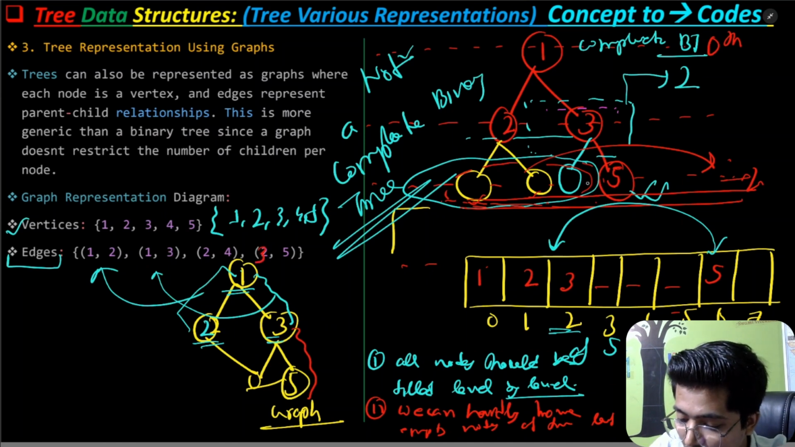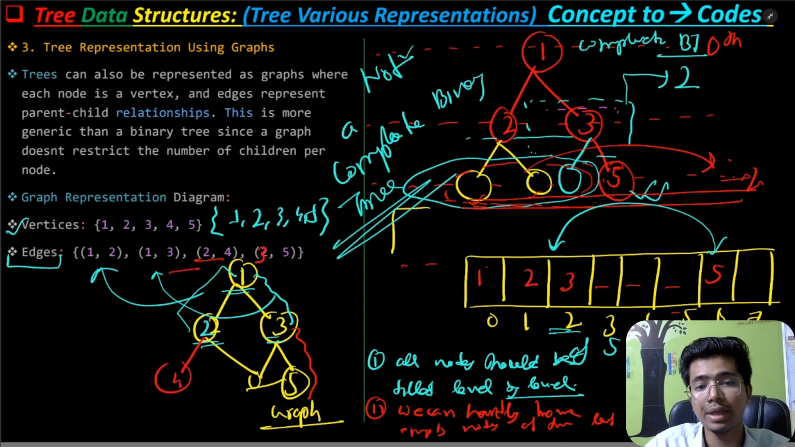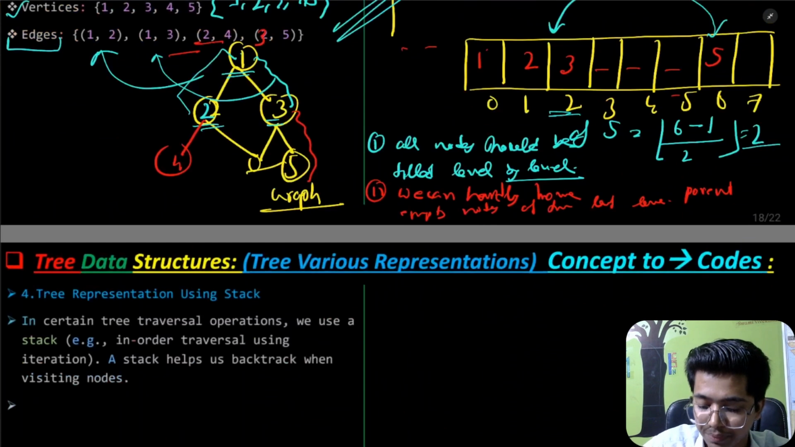And there is 2 to 4. So this is for another graph. And if we just take 4 here, we will be representing the 2 to 4 like this. So this is how we represent the graph.